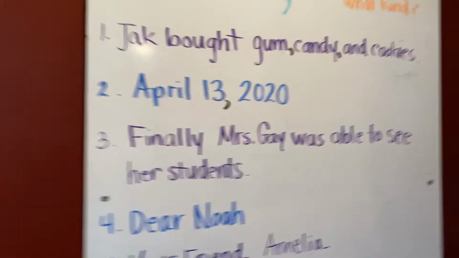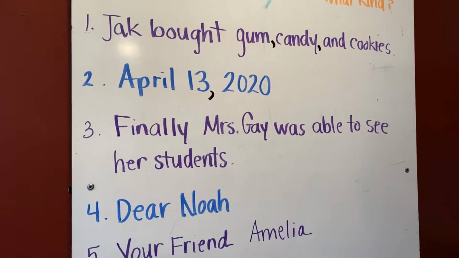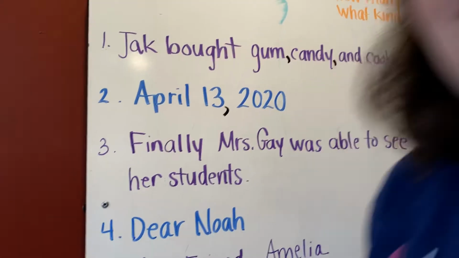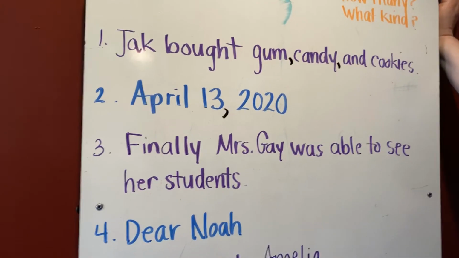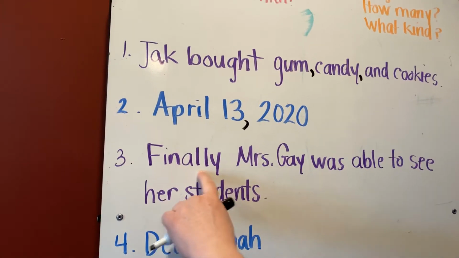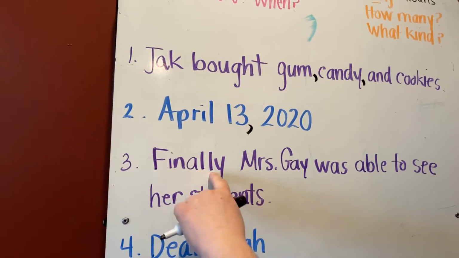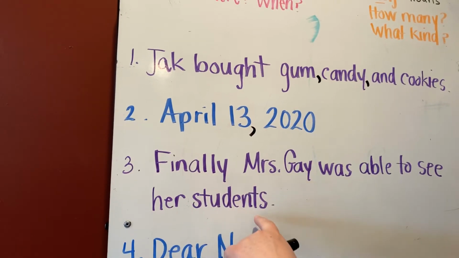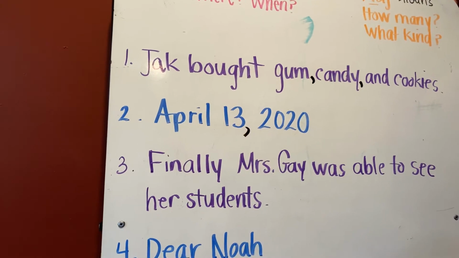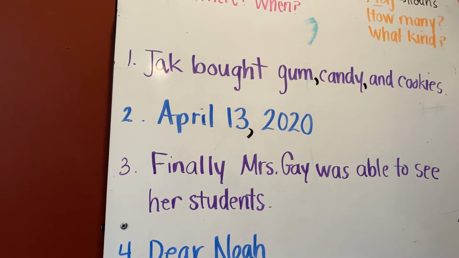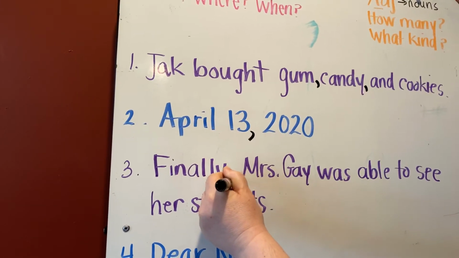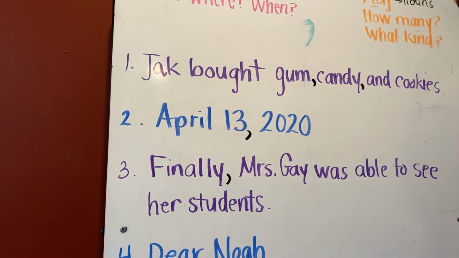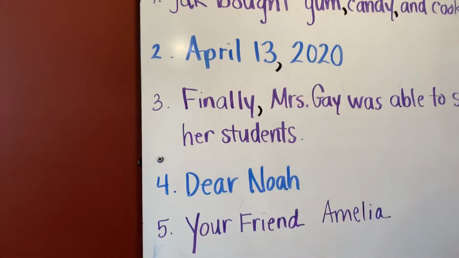Okay, number three. Finally, Mrs. Gay was able to see her students someday soon. Finally, Mrs. Gay was able to see her students. So we know these words from our writing units as time order words. So words like first, second, next, then. So a time order word is followed by a comma. Okay? A time order word is followed by a comma.